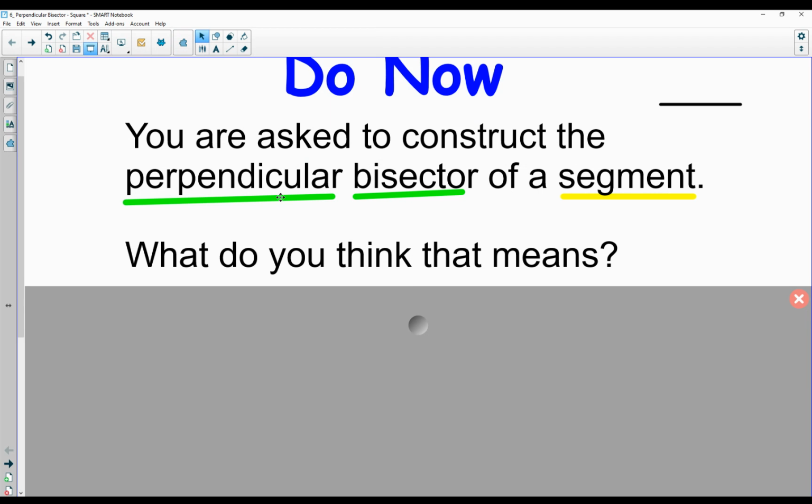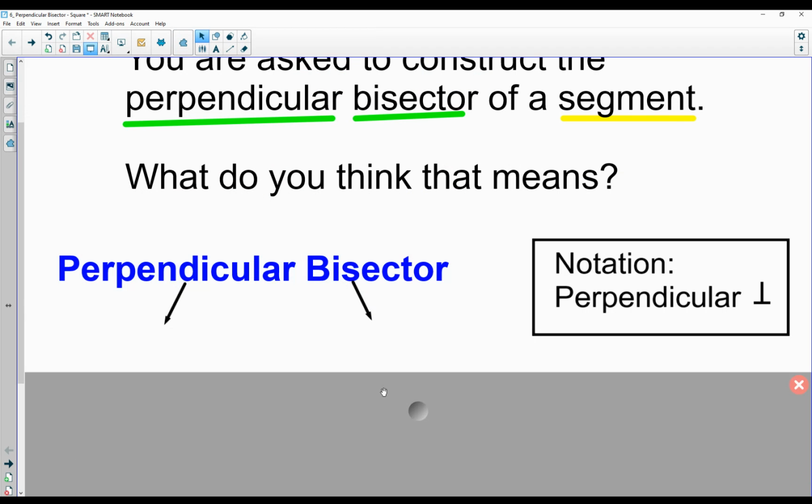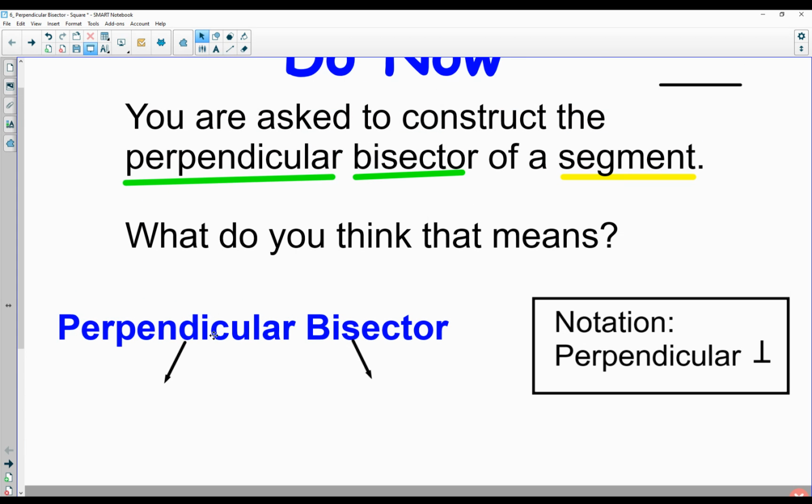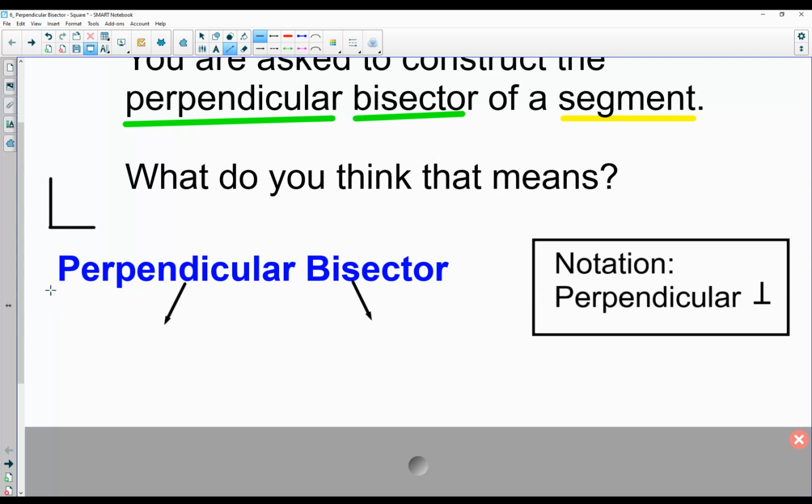And really the term perpendicular bisector, you break it apart, right? There's some meaning to it. So first, what does it mean to be perpendicular? Two lines that are perpendicular perhaps look something like this. Those are perpendicular lines. Two lines that look perpendicular could look something like this. When lines are perpendicular, their main objective is to create 90-degree angles. So perpendicular lines create 90-degree angles.